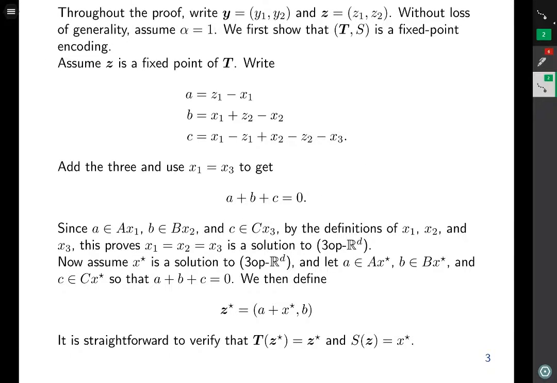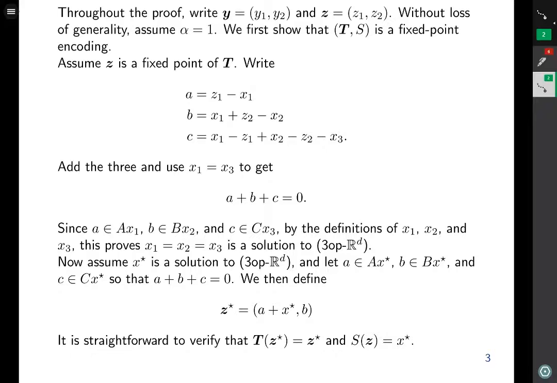Throughout the proof, we will write boldface y to denote the vector that contains y1 and y2, and boldface z to denote the vector that contains z1 and z2. Without loss of generality, let's assume alpha is equal to 1. As our first step, we will show that T, S is a fixed point encoding. We need to show two directions.